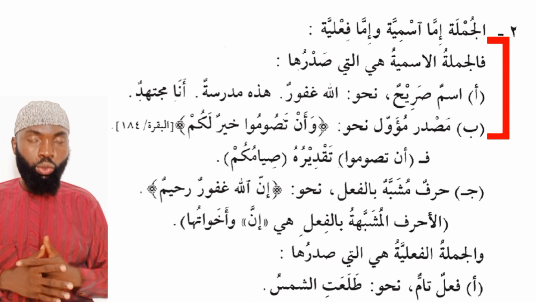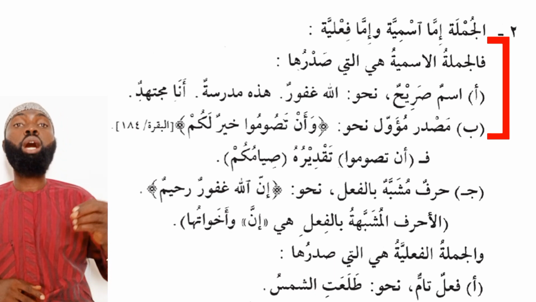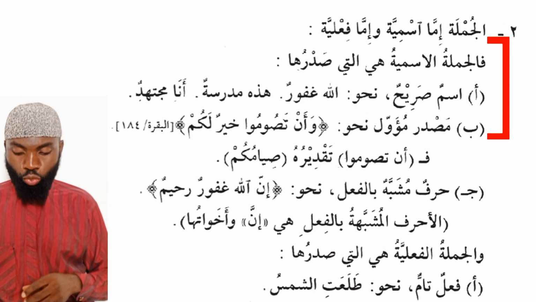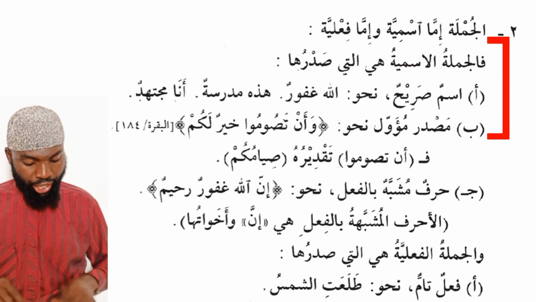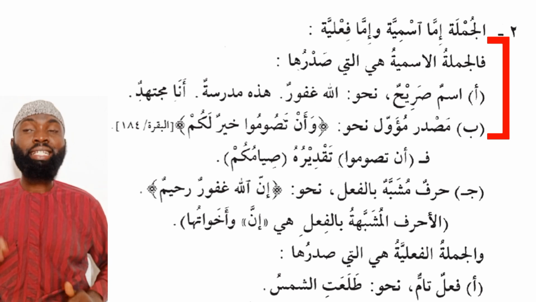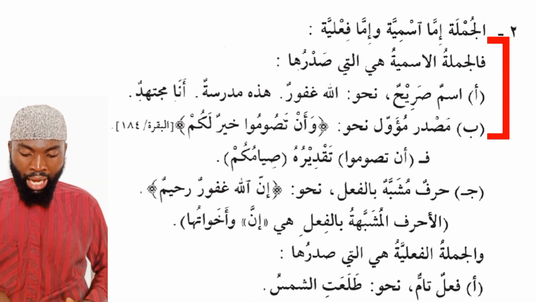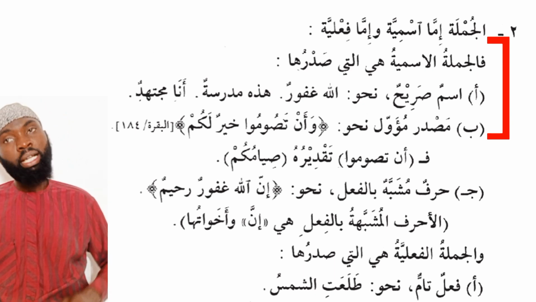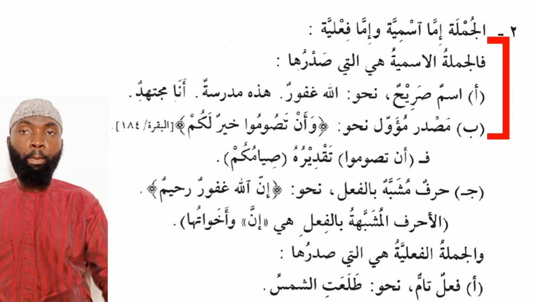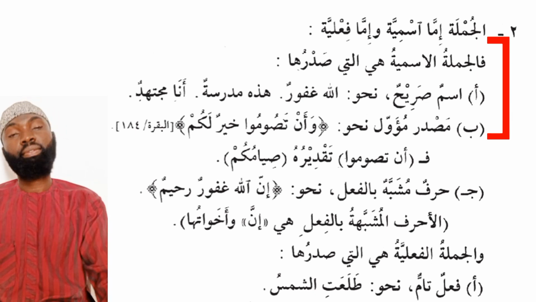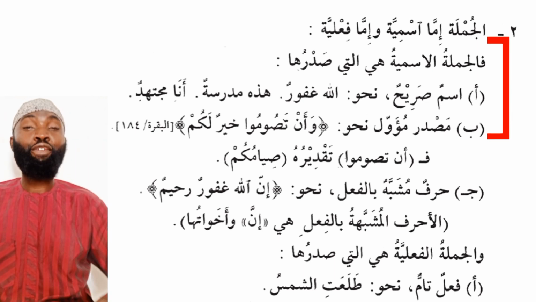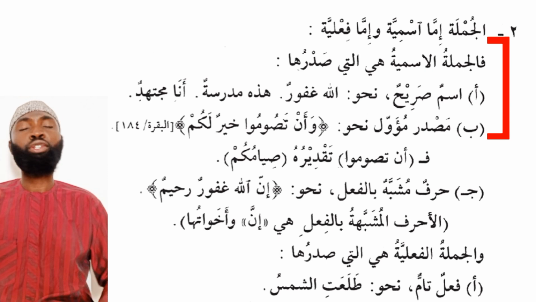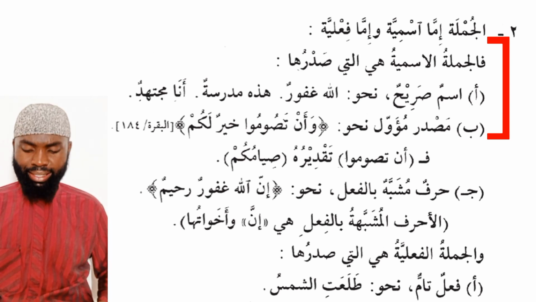The other way we can know a Jumlatun Ismiya is that it begins with a Masdarun Mu'awwal, which I already told you means interpretative infinitive. So here we have Allah saying in the Quran, Wa antasumu khairul lakum, and that you fast is better for you. So antasumu taqdiruhu siyamukum. The word antasumu means what? Siyamukum. You're fasting. If you also say siyamukum khairul lakum, your fasting is better for you, they are all meaning the same.